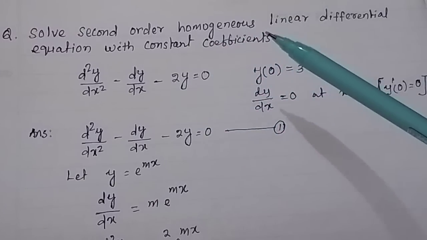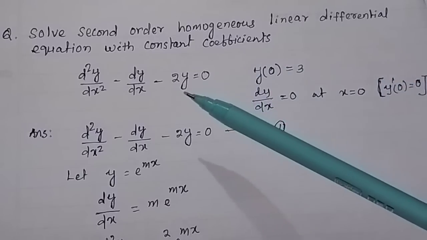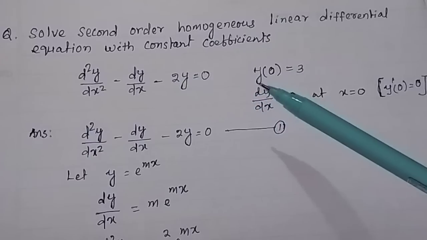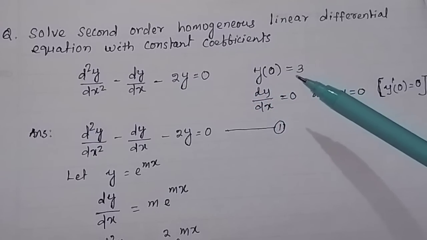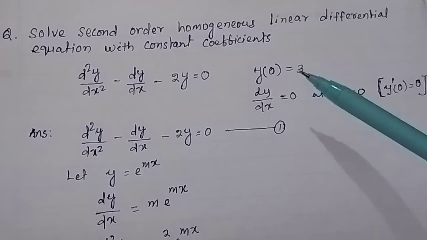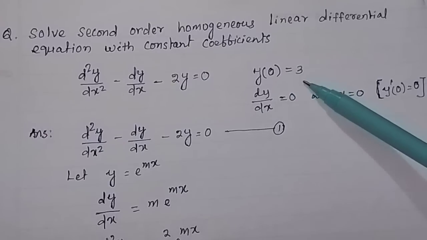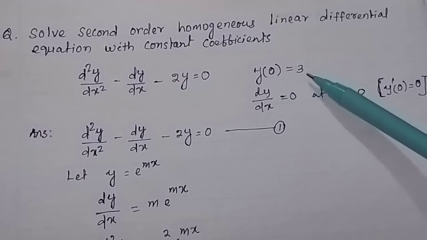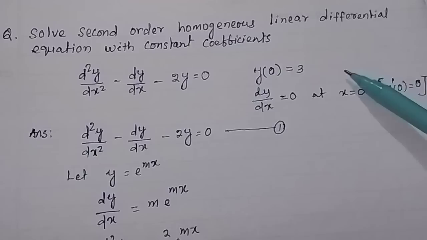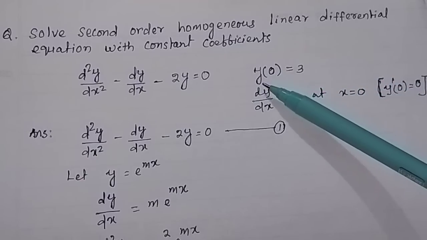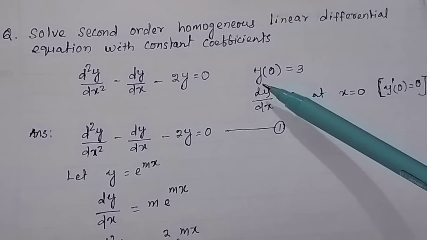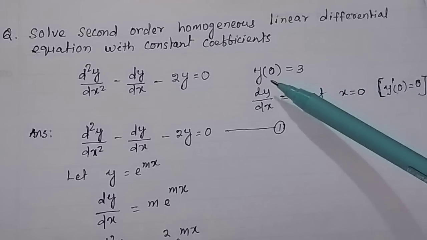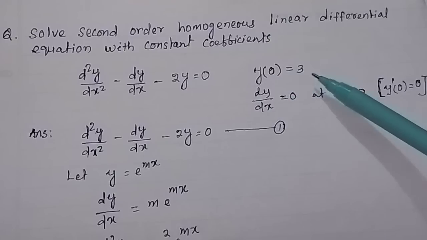So it is a second order homogeneous linear differential equation with constant coefficients, and here the conditions are given. y(0) equal to 3, that means y equal to 3 when x equal to 0. Sometimes it is written that y is equal to 3 when x equal to 0, and sometimes it is written y(0) is equal to 3. So you have to understand that this means y equal to 3 when x equal to 0.